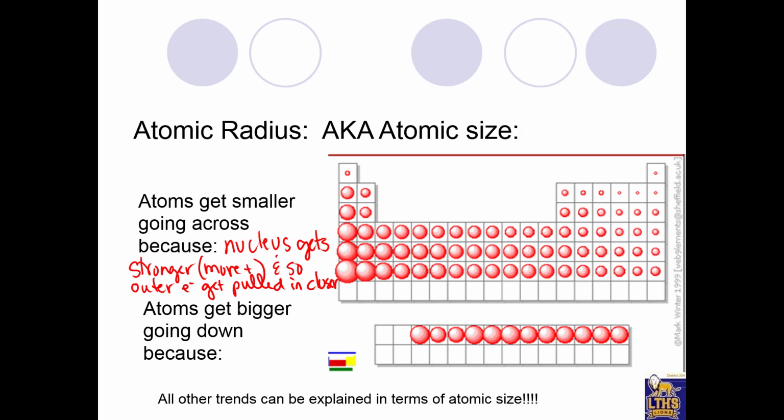Okay, so first of all, you see this picture, you see them getting bigger going down now. Okay, now, why would they get bigger going down? Well, whenever you go to a new period on the periodic table, you're putting outer electrons into a higher energy level. Where are higher energy levels? Further from the nucleus. Because electrons go into higher energy levels further from the nucleus.